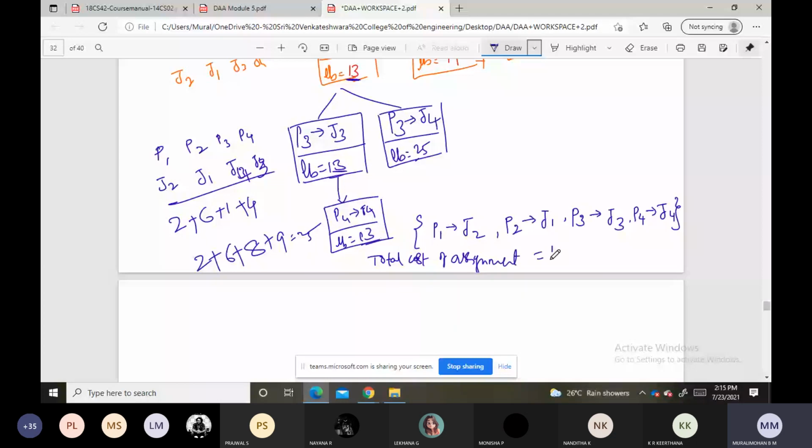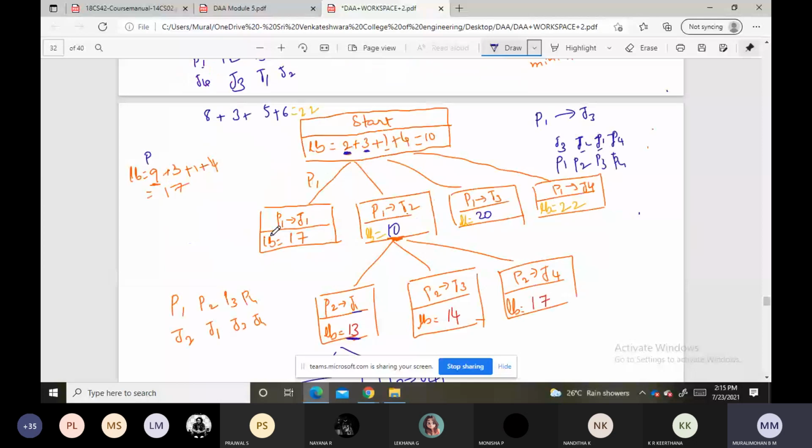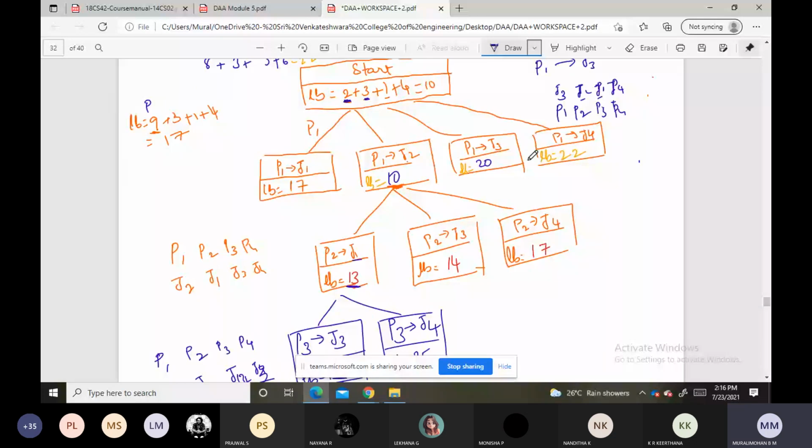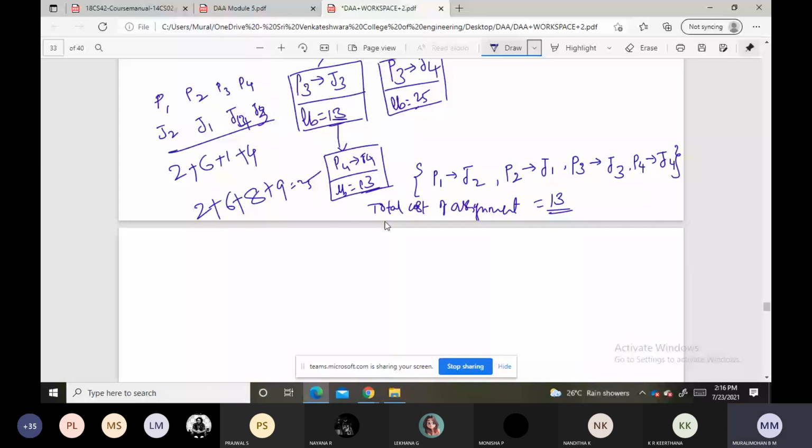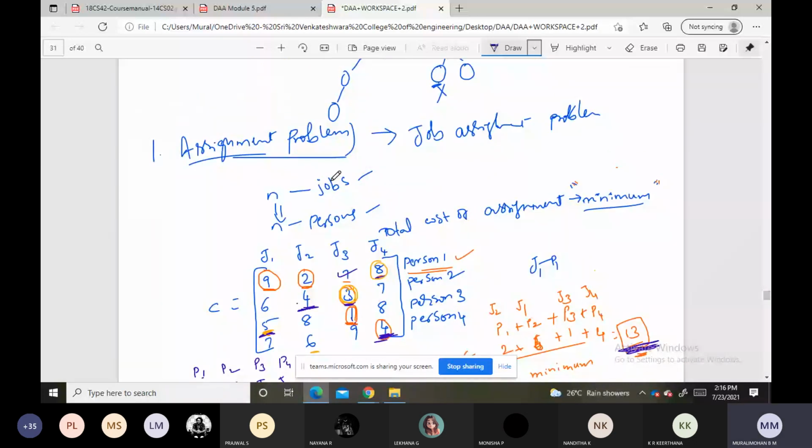Always remember, each time you calculate the lower bound value, you take the minimum and you expand. You ignore the remaining ones, which are the non-promising nodes. If we go with these nodes, we will not get any solution. So we only go on expanding the promising nodes. So this is your job assignment problem. Always remember, n jobs are given, n people are there. We should assign one job to one person, and the total assignment cost should be minimum.